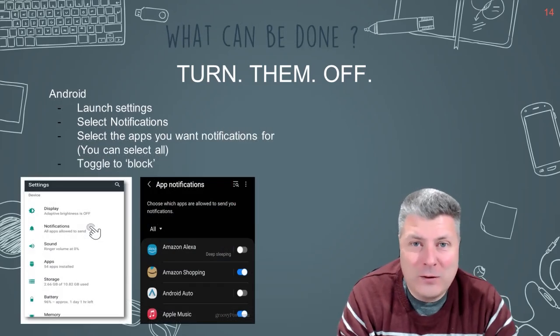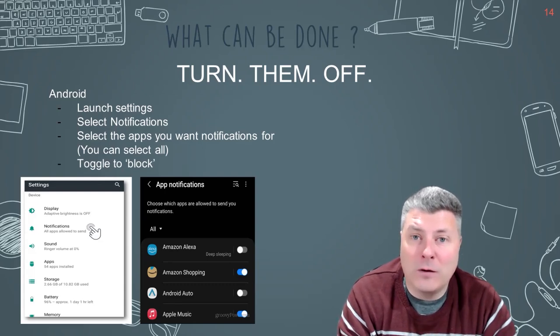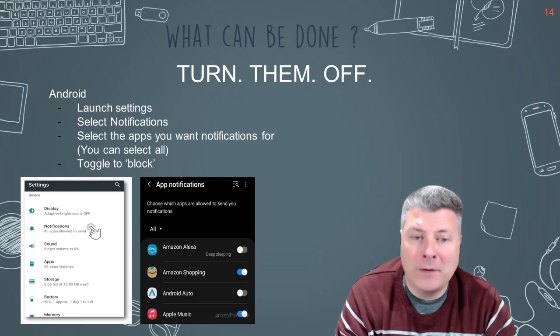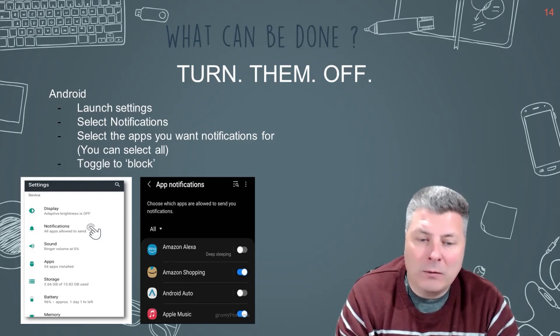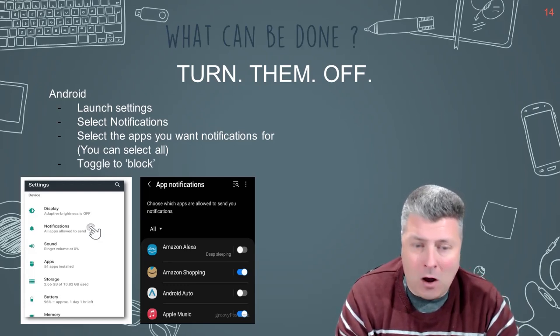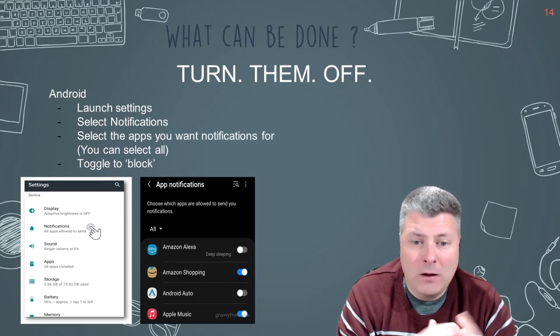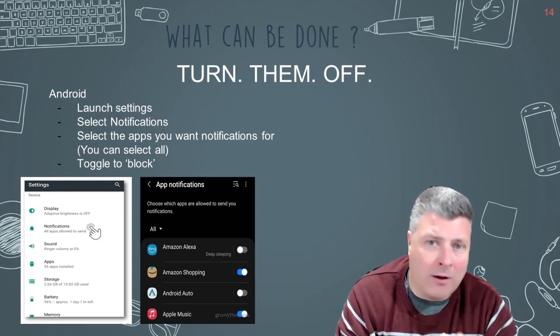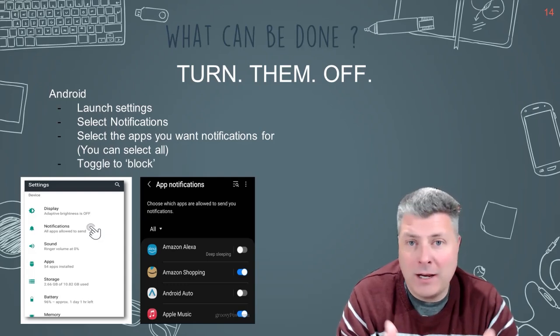On an Android phone, you're going to go into settings, which is the icon that looks like the little gray and black wheel, and you're going to look for the notifications tab. You're going to select that one. And then what you're going to get is a list of all of the apps you have on your phone with little on-off switches beside them. And you can go through your list of apps and turn on and off notifications for any of the apps you currently have installed.